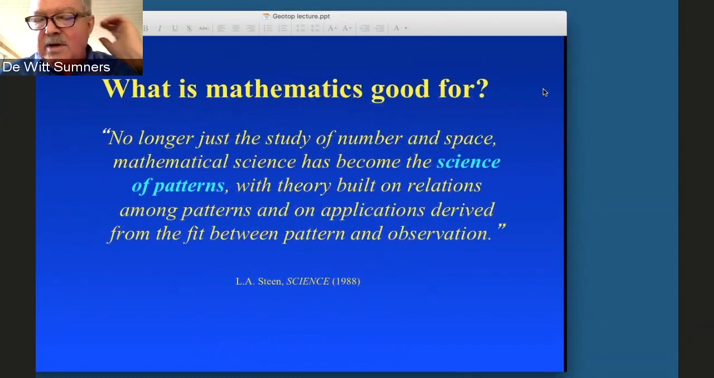I'd like to begin by talking about a question that as mathematicians you have to answer pretty often: what is mathematics good for, other than, of course, jobs for mathematicians? It's the science of patterns. The theory is built on relations among patterns and on applications derived from the fit between pattern and observation. So this is one of the ideas that hopefully you'll see many times throughout this talk today.